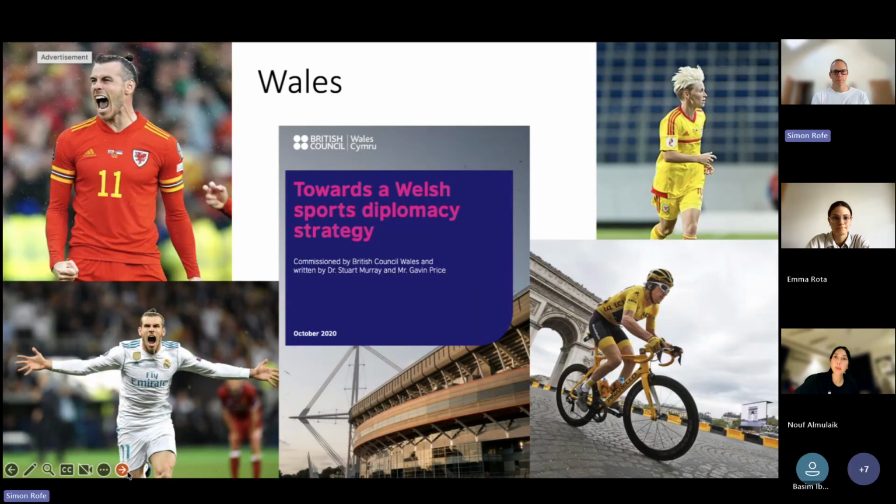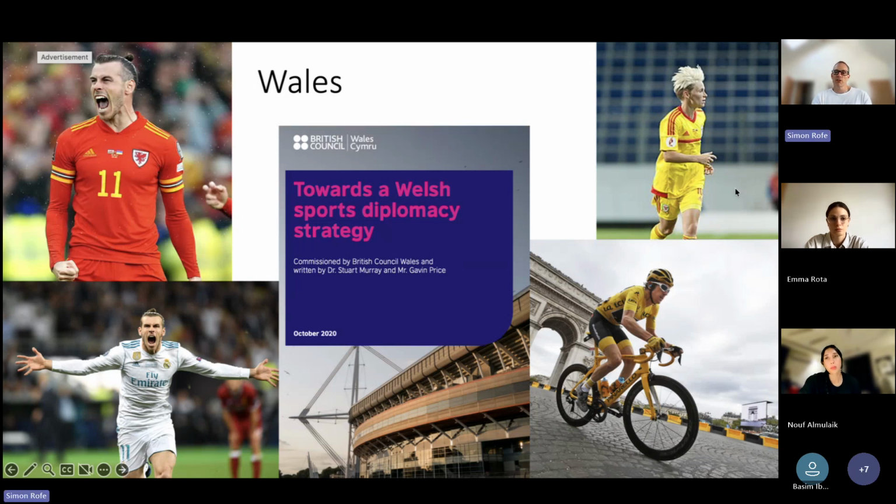Some other examples. I've mentioned Wales before. I'm happy to go back there, not least as that's where I studied to do my PhD. So here we see two Welsh footballers and another cyclist. Let's start with the cyclist, Geraint Thomas, who won the Tour de France in 2018. Welshman, very proud Welshman, has represented Wales in other events, but also is a double Olympic gold medalist on behalf of Team GB.